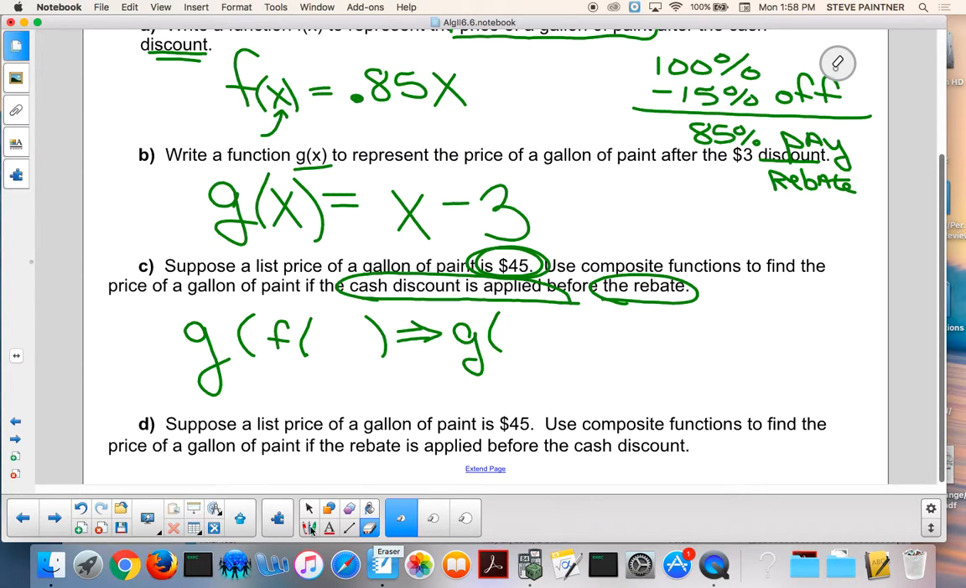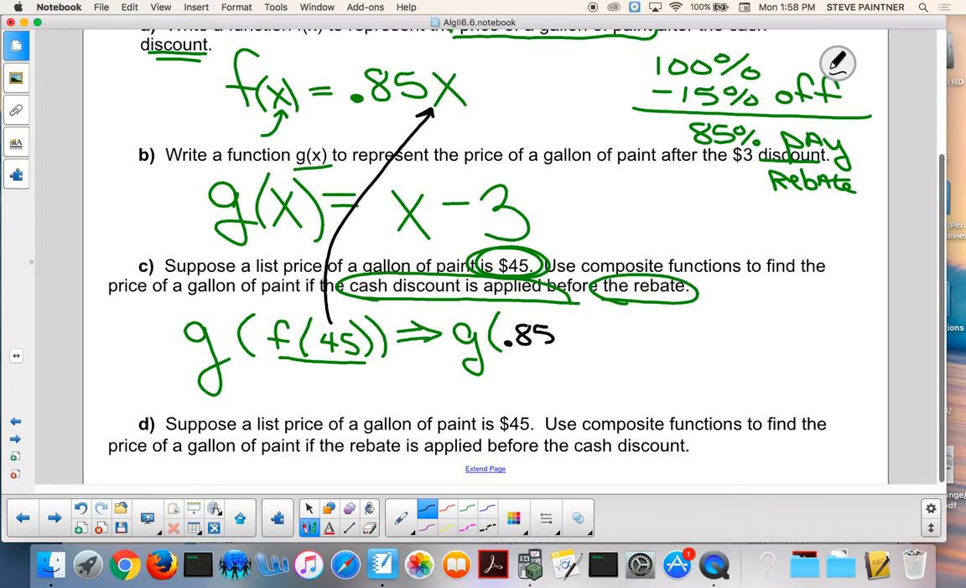Thank you. Okay. You know that f of x right there? I put f of x, but I know the price of the paint, 45. So I could put a 45 right there. Now, do your inside function first. Put your 45 where? In for x, right there. So you would get 0.85 times 45. What am I paying for paint, guys, after the discount? Yeah, 85% of $45. $38.25, okay.